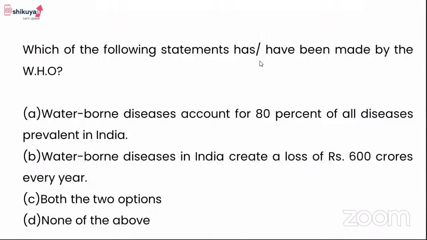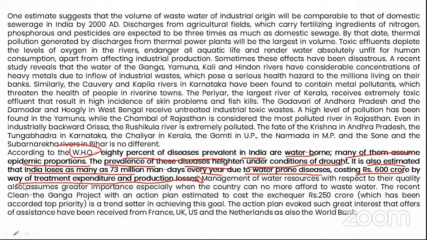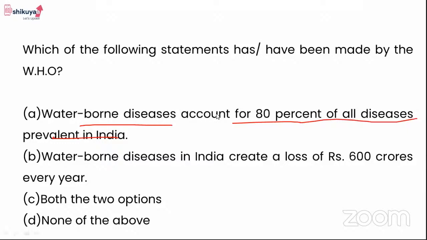Which of the following statements has been made by WHO? So these are all statements we have just read, right? Now let us quickly see what all options we have. Waterborne diseases account for 80% of all diseases prevalent in India. That is what the first line of the passage says, right? This 80%. Can you see here? 80%, right? That is what we have here. Waterborne diseases account for 80%. So A is there.